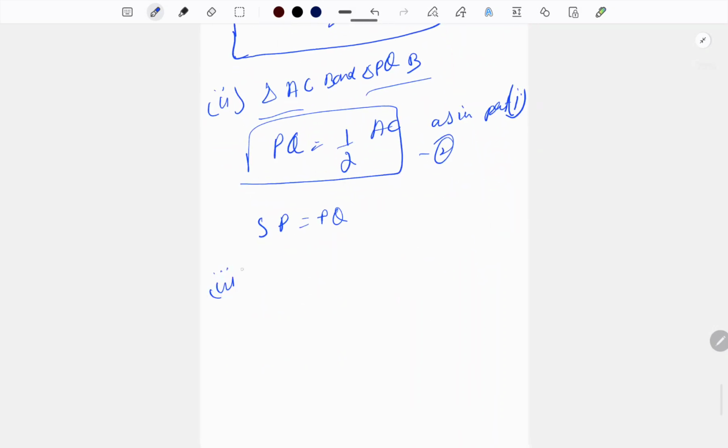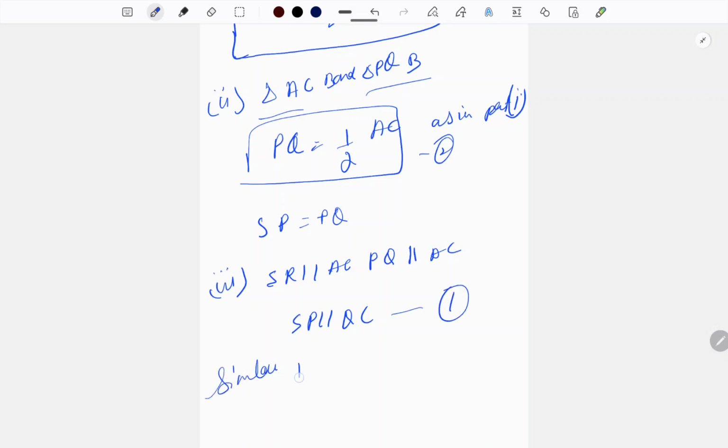Now we will go to the third part. In third part, if you will see, since SR is parallel to AC, and PQ is parallel to AC, therefore SR is parallel to PQ. This we got 1.